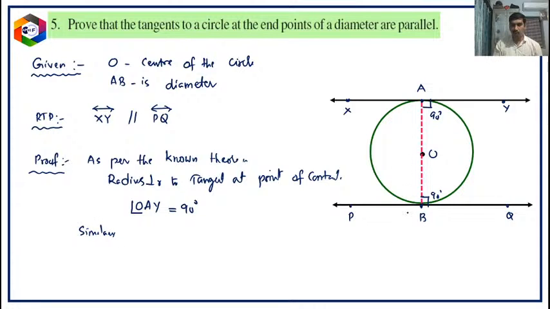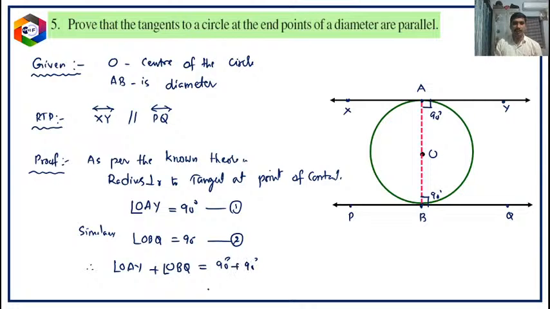angle OBQ is also 90 degrees. Let us observe. This I am going to assume as 1 and this as 2. So OAY is 90 degrees and OBQ is also 90 degrees. Now what I am doing is I am going to add these two. Angle OAY plus angle OBQ, upon adding that 90 plus 90, what will be the value? Which will be equal to 180.